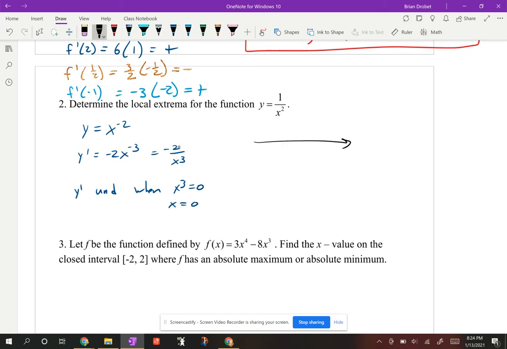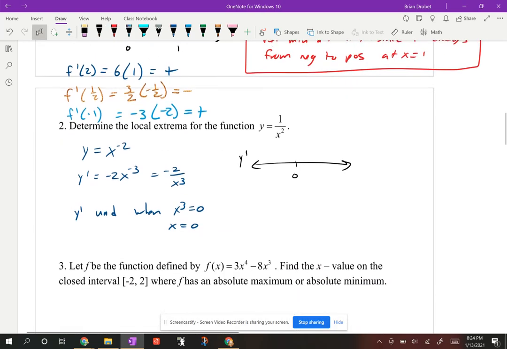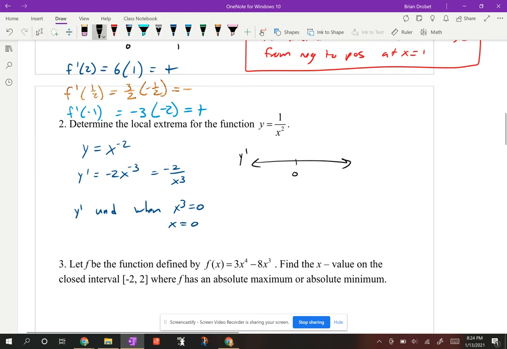So on the number line, I'm going to plot 0 there. We're going to look at values of the derivative, just like I did up above. But this time where I put zeros above those values, I'm not going to put a 0 because the derivative is not 0 there. It's actually undefined.